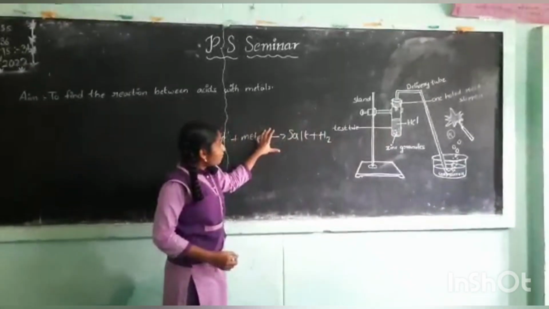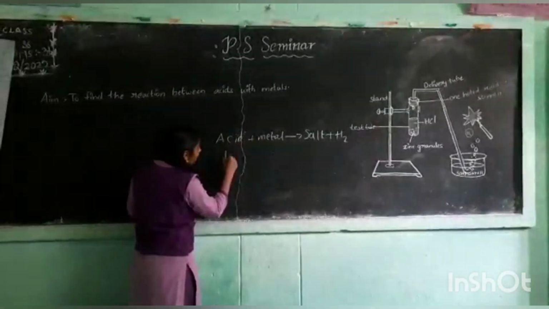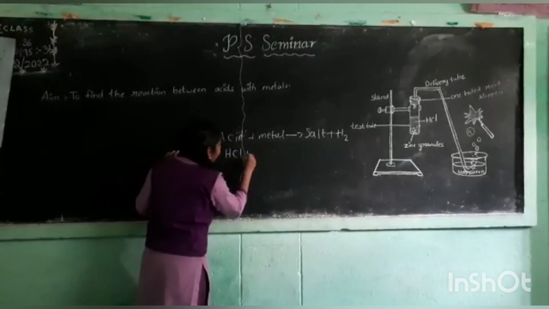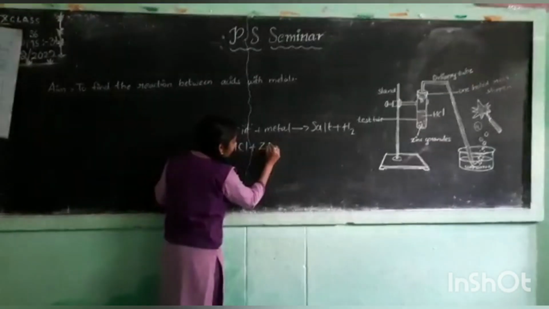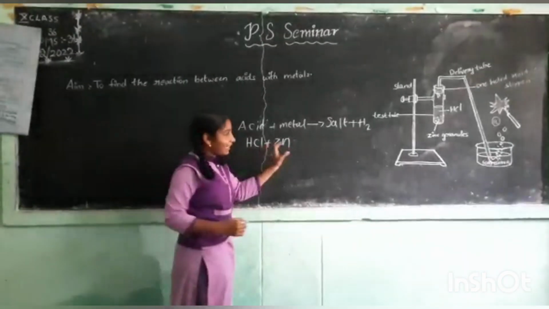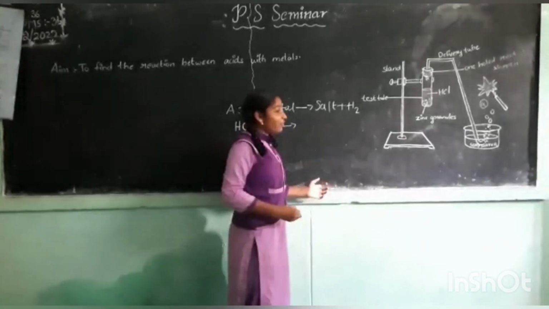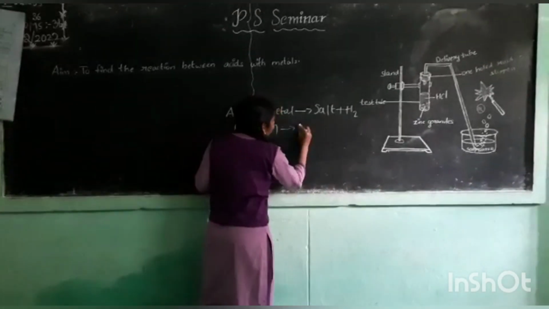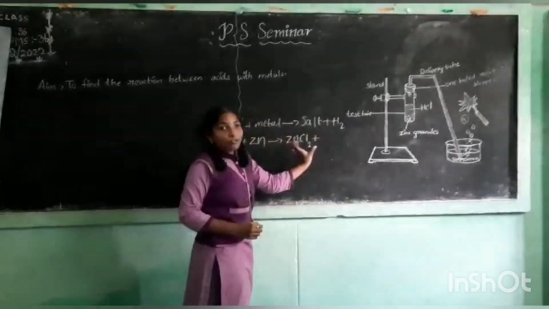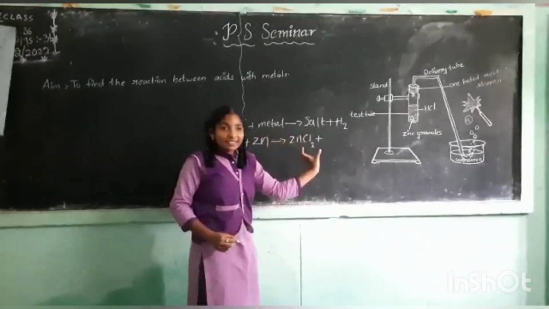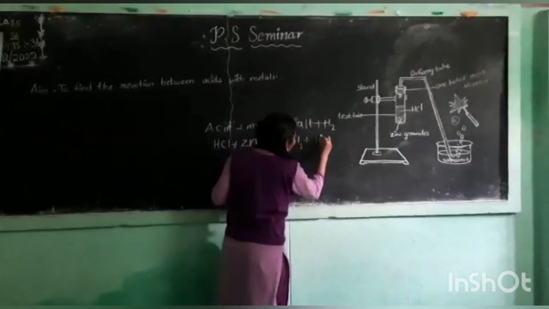Using the elements, we can represent the equation as: the acid we use is HCl plus the metal we use, which is zinc. Write the formula for zinc, Zn, and we give the respective salt. The salt formed here is ZnCl2. This is a compound formed due to the reaction of the acid with the metal, right? And the evolved gas is hydrogen.